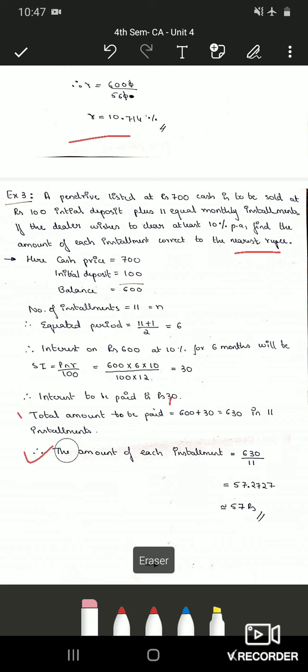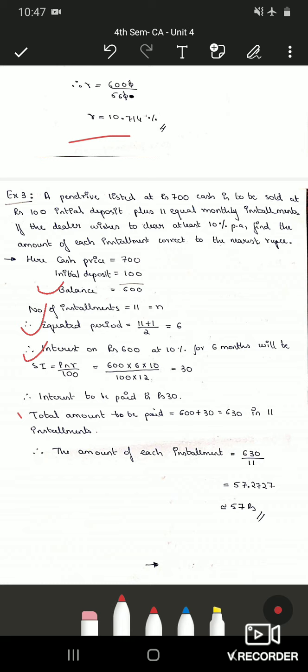So in this question they had given rate and they had asked what is the amount of each installment. So what we did, first we found the balance, then the equated period, then the simple interest, then we found the total amount, and then we divided it by number of installments to get the amount of each installment.